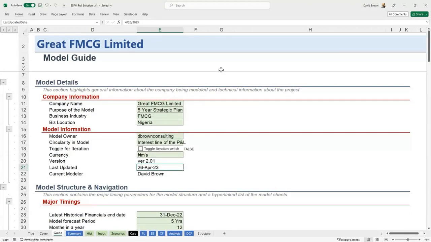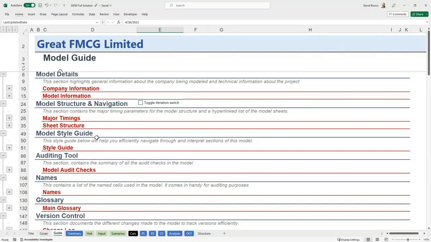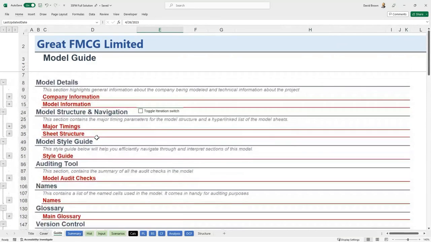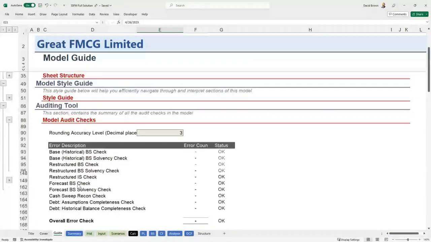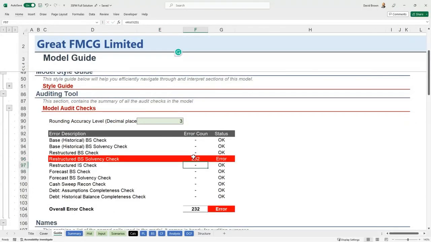One of the best sheets I like in models is something called the guide sheet. This guide sheet actually is a plan. It's like a detailed plan. And if you do our course, let's say our academy, you will learn how to build this very detailed plan. And this will now set you up for having a thoroughly built, well-built model at the end of the day. So here you have model details, model structure, navigation, model style guide, auditing tools, because it's important to be able to audit your model. So that when there's an error somewhere in your model, when you put some silly stuff like this, it will just cry out, error, error, error, error. You can see this is a super well-structured model, right?